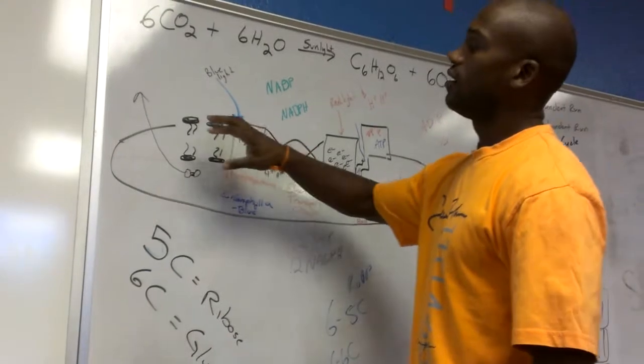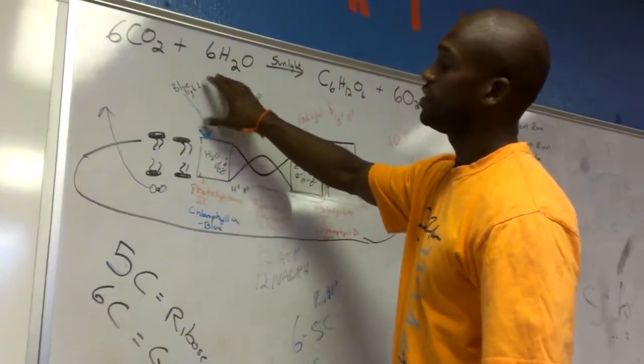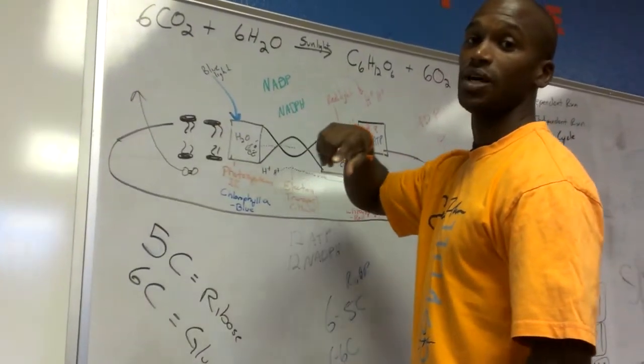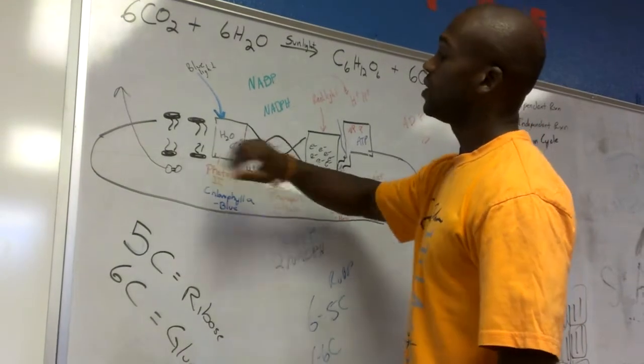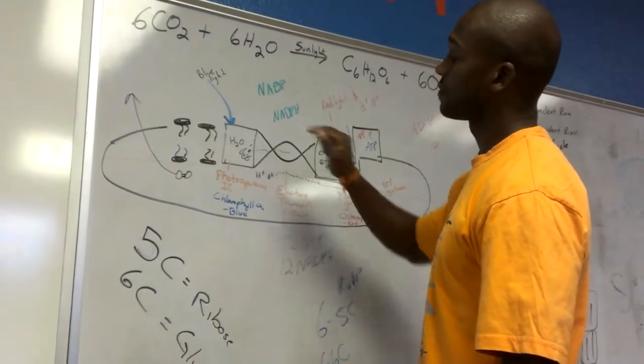Alright, we're inside the chloroplast. The white part of the board is the matrix. This is the membrane of the thylakoid. It takes 100 thylakoids to make a granum. So, we're going to start out with the light-dependent reaction of photosynthesis.